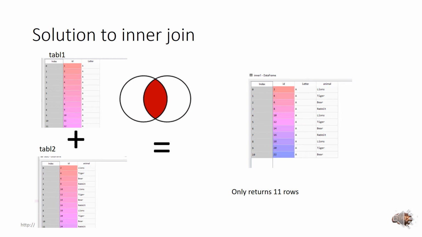And this is our solution to the inner join. And as you can see, it will only bring back 11 rows, because this is when the ID in table1 and ID in table2 are the same.